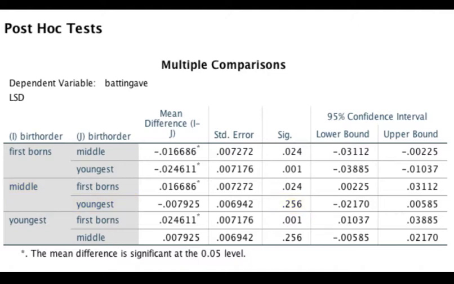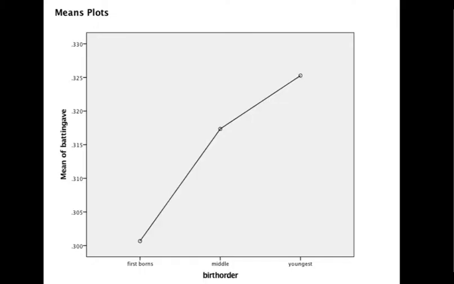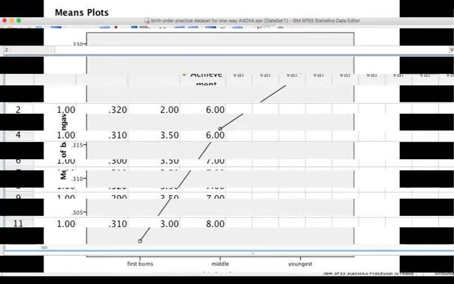To interpret these results, we would look at either our descriptive statistics from our previous analysis or look at our means plot. If we apply what we learned from our post hoc comparisons to our means plot, we would interpret the results as follows. Firstborns have the lowest batting average, and their score is statistically significantly different from both middle children and youngest children. The difference between middle children and youngest children is not statistically significant.